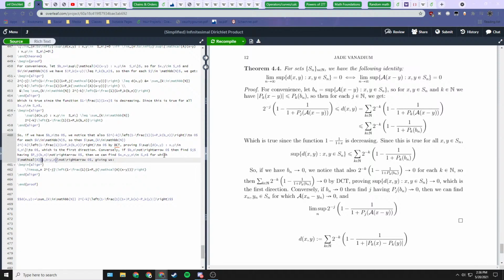And we actually want P sub j of a of x_n minus y_n not going to 0, and that gives us this limit supremum across n to infinity, so 0 is strictly less than that, which is less than or equal to this, the diameters.